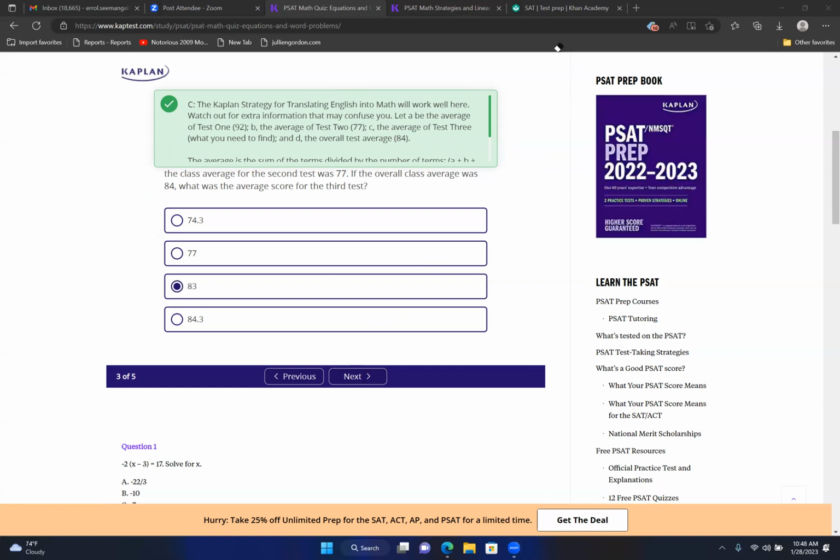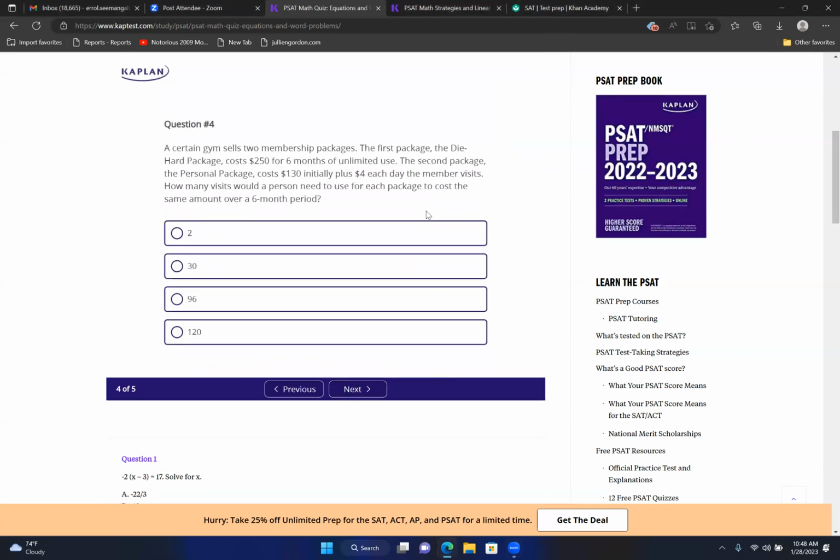All right, next. How do you do this one? A certain gym sells 2 membership packages. The first package, the Die Hard package, costs $250 for 6 months of unlimited use. The second package, the personal package, costs $130 initially, plus $4 each day the member visits. How many visits would a person need to use for each package to cost the same amount over a 6-month period? Okay, how do we do that?